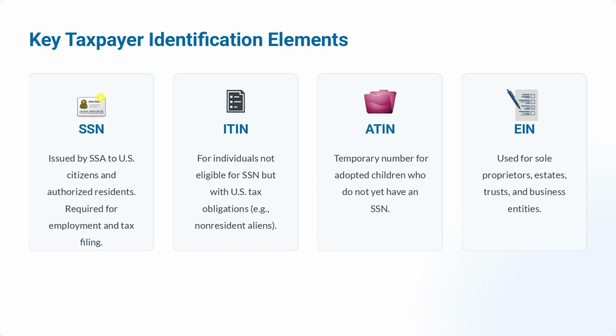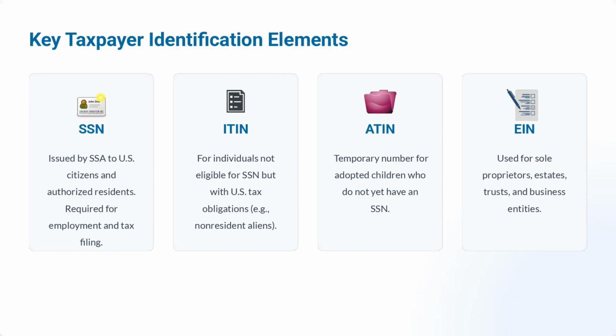Number 3. ATIN, Adoption Taxpayer Identification Number. An ATIN is a temporary 9-digit number issued by the IRS to a child who is being adopted by a US taxpayer and does not yet have an SSN or cannot obtain one immediately. Once the child receives an SSN, the ATIN is no longer used.